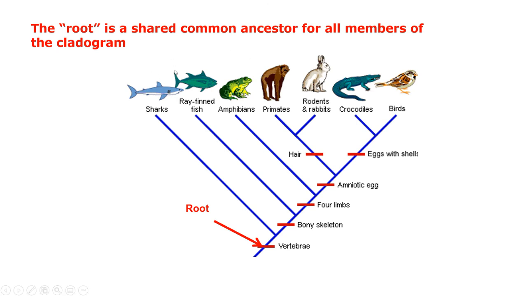The other feature of a cladogram that you do have to keep in mind is the root. So the root, again, all nodes are representing some sort of shared ancestor back in evolutionary history. It's never labeled, but we're just assuming that it's there. So the root is what's down here. So this is the shared common ancestor for all members of the cladogram. And in this case, the shared ancestor has the derived trait of vertebrae. So everyone that's downstream of that is going to be a vertebrate.